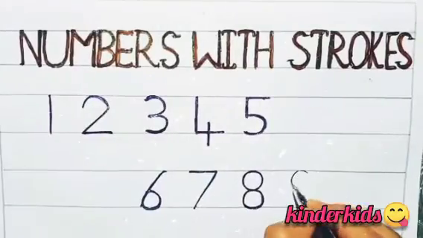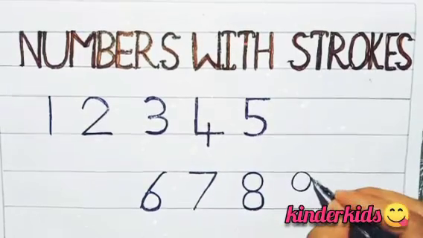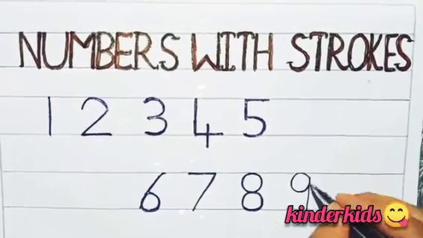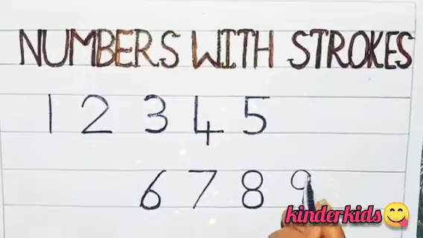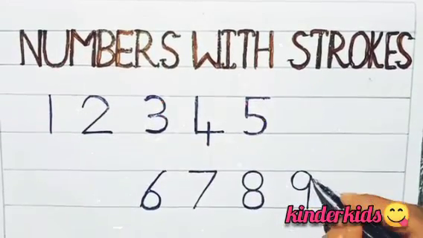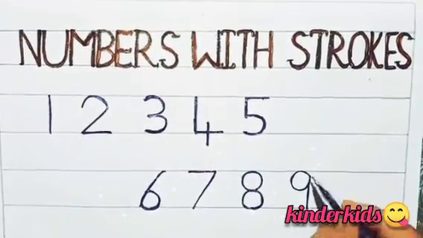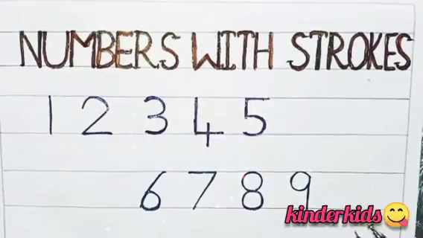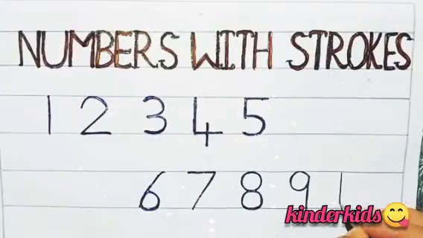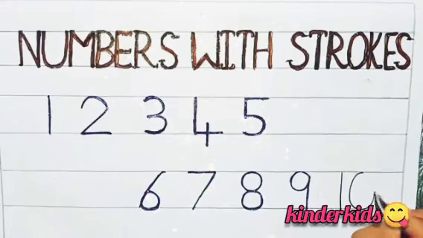Next 9. Circle, from here we have to join a standing line, makes 9. Circle, standing line, 9. Standing line 1, circle 0.